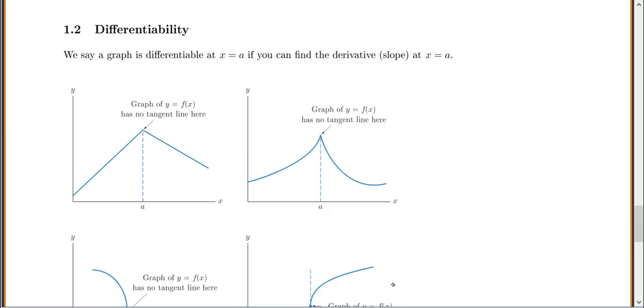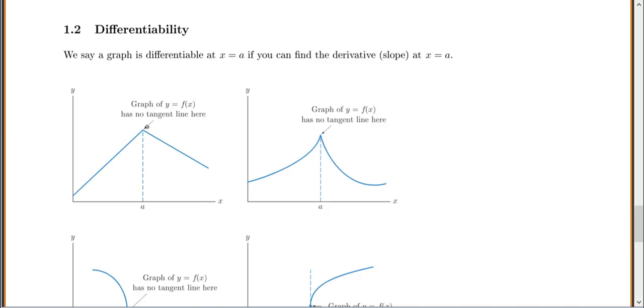Okay, now there's something different called differentiable. We say a graph is going to be differentiable if you can actually find the derivative or the slope at x equals a. Now I say derivative or slope because remember the whole point of derivatives is that they tell us the slope at a point. So let's look at some of these graphs.